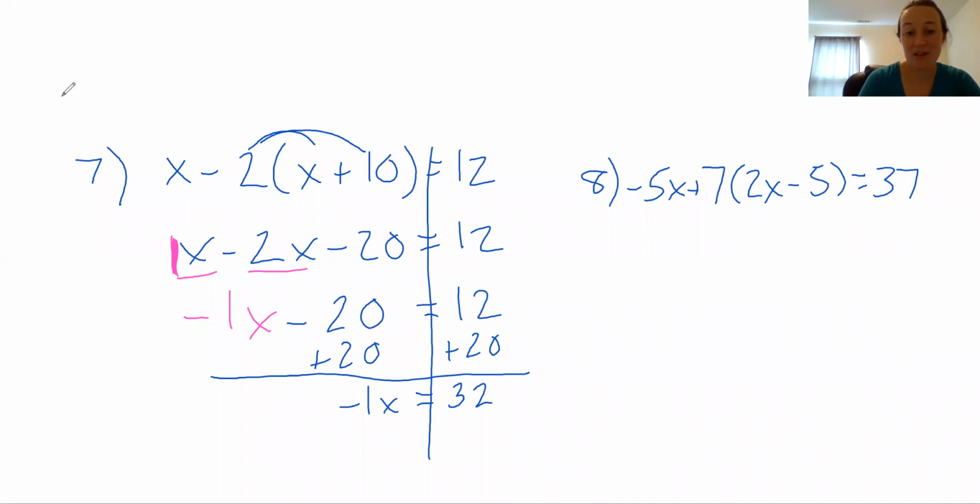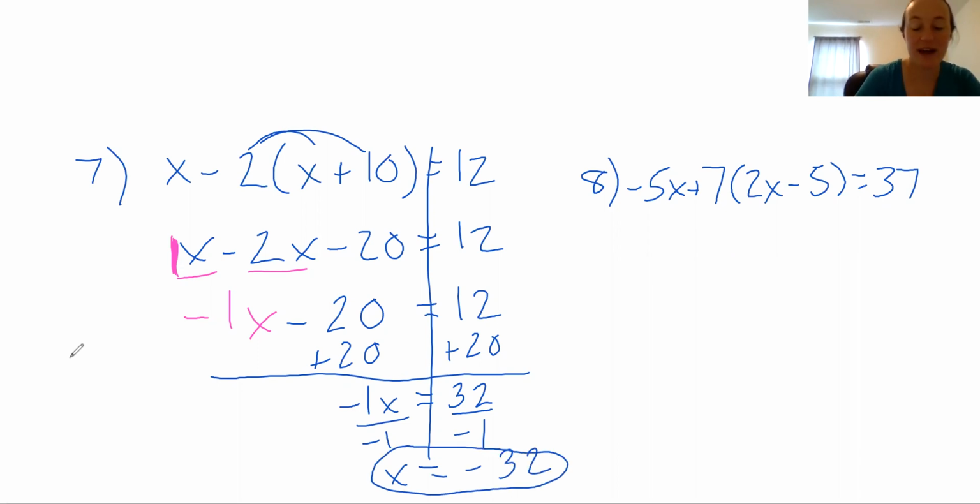So 7, I've got negative 1x is equal to 32. Don't erase your work yet. Am I done? No, I'm going to keep asking you guys that question, okay? Remember, we want a positive x. So I need to go ahead and divide both sides by negative 1, and x should end up being equal to negative 32. Okay, I'm hoping a lot of you had that.